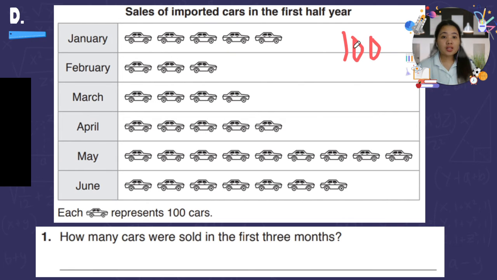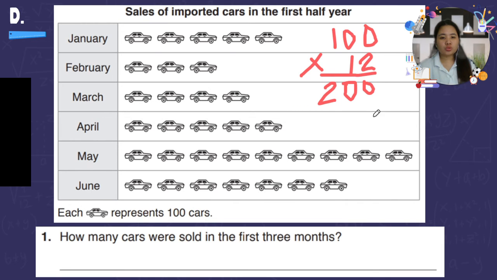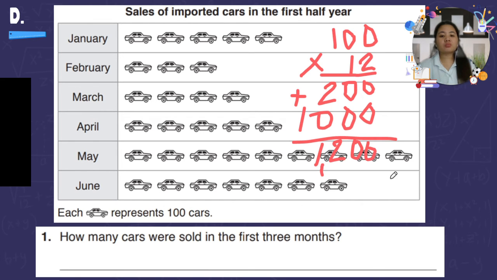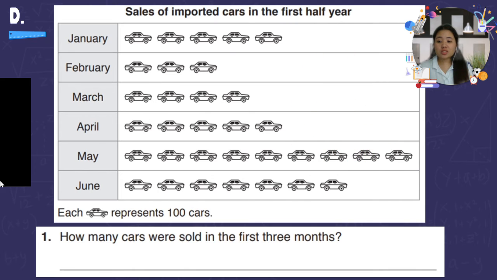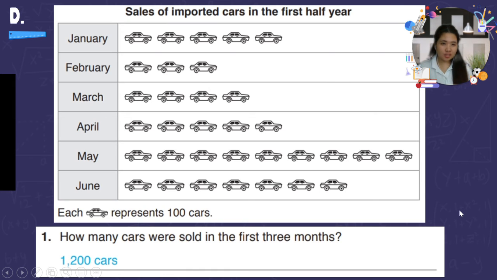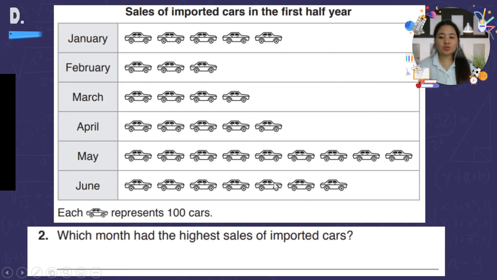Let's solve it if you want. 100 times 12, or you can count that manually. Let's write it again. 100 times 12, that will be 0, 0, 2, this will be 0, 0, 0, 1. Then you add, so this will become 0, 0, 2, 1. So the answer is 1,200. So there are 1,200 cars. Okay, good job. Next, number 2.